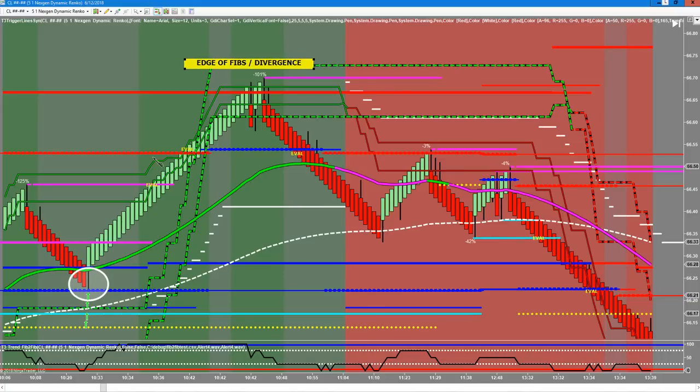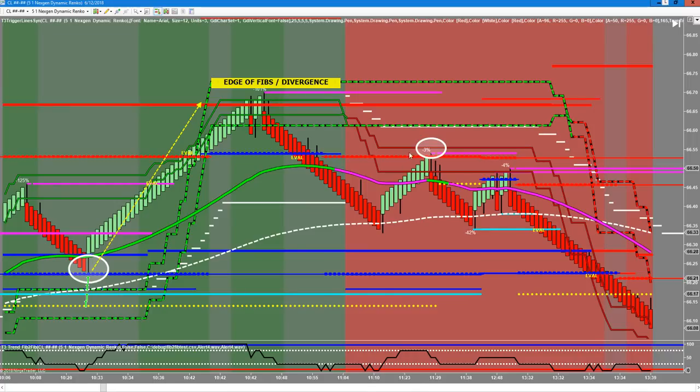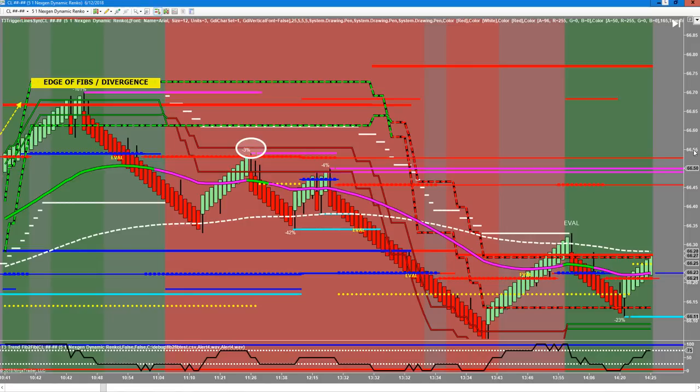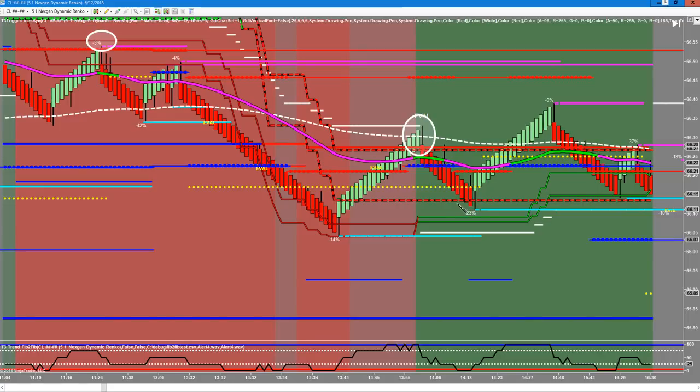And then the edge of fibs with divergence and the subsequent first attempt at a short trade. Can you see it? Edge of fibs with divergence, trend changes, one shot. Both triggers going down, so the edge of fibs, and again, divergence ruins it for us. So we have to wait again.